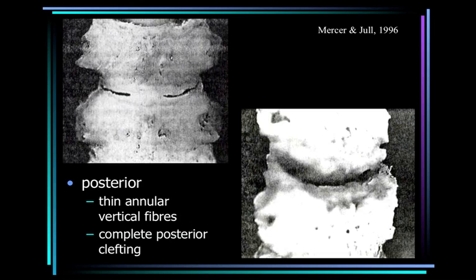In an older specimen, if you look at the posterior aspect, again you see the thin vertical annular fibers, but if you remove those, you can often see complete posterior clefting across the back, half to 2/3 of the vertebral disc.